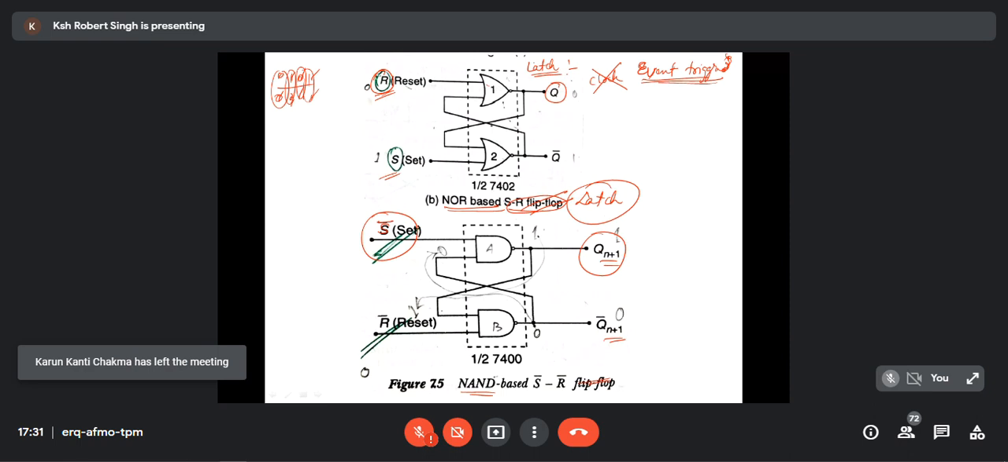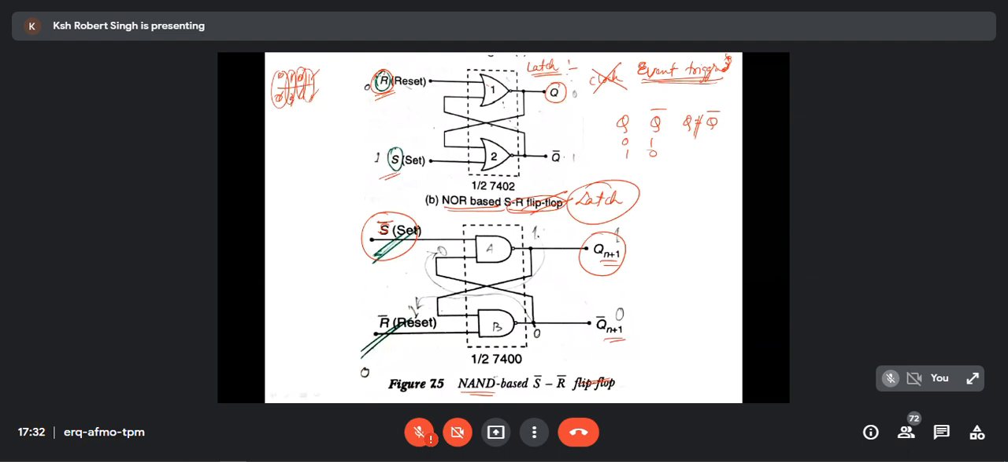Then observe carefully Q and Q bar. Another output is Q bar. What does it mean? When Q is 0, Q bar should be 1. When it is 1, it should be 0. Q cannot be equal to Q bar, because one is the complement of the other. 0, 0 or 1, 1 is invalid. Both outputs cannot be the same. That's why one output is named Q and the other is the same thing but with a bar. The two outputs are complements of each other. Keep that in mind.